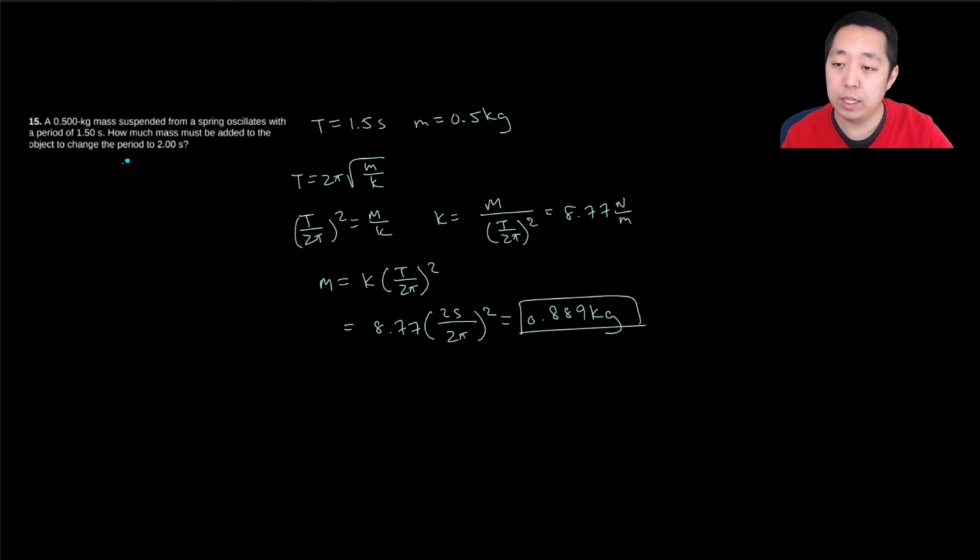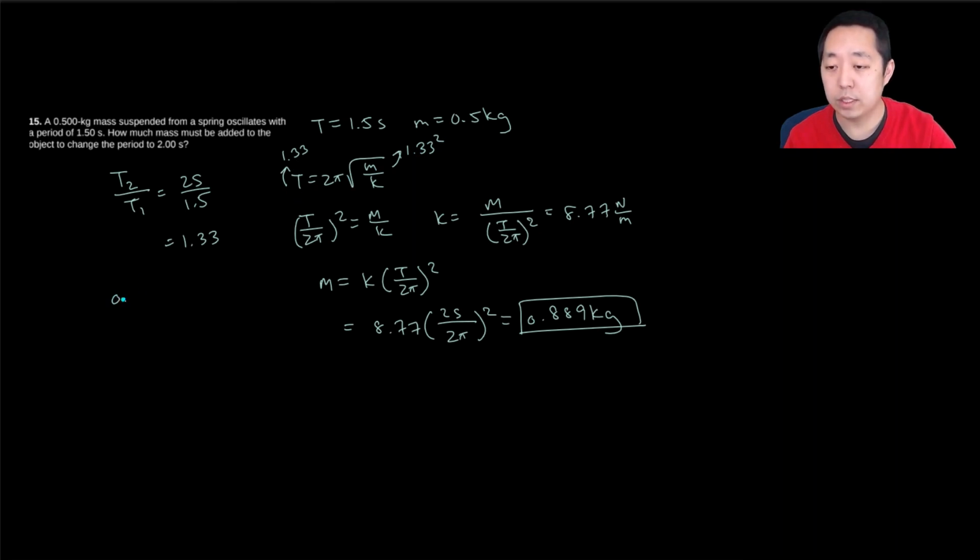Okay. The other way you could have done this is by ratio. The period needs to change. The ratio of the periods is 2 seconds to 1.5 seconds, so that's 2 divided by 1.5, and that's 1.33 as the ratio. And if I want to increase the period by a factor of 1.33, I need to increase m by 1.33 squared, because if I take the square root of 1.33 squared, I get 1.33.